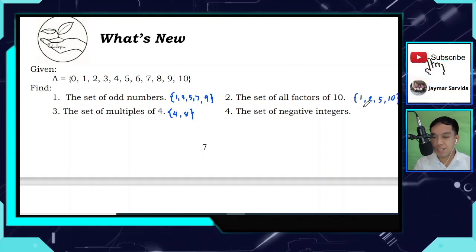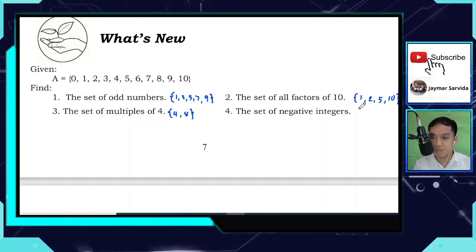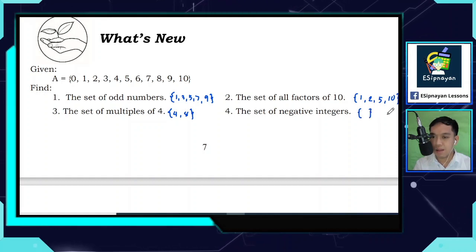Number 4, the set of negative integers. Walang negative dyan sa ating given. So therefore, that is null set. Okay, null set. Ayan, wala. So that is null set. Next.